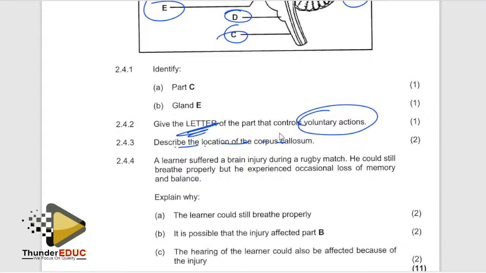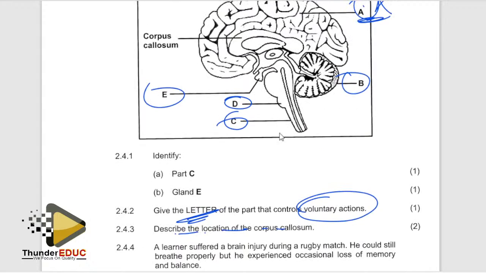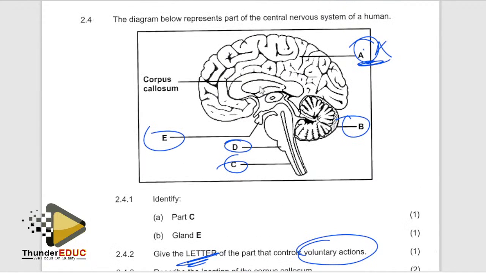Describe the location of corpus luteum. Here you can describe it the way you want as long as it brings about the idea of this being found in the center, yes, actually between the left and the right hemisphere. You understand? Remember, the function of the corpus luteum is to allow communication and to connect the left and the right hemisphere. So where is it located? In the middle, between the left and the right hemisphere. You understand? Yes.